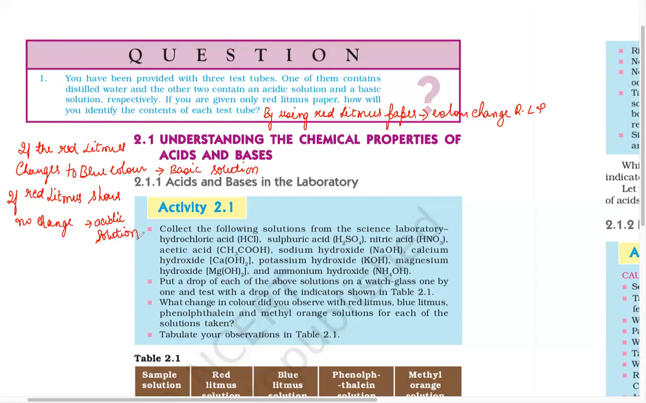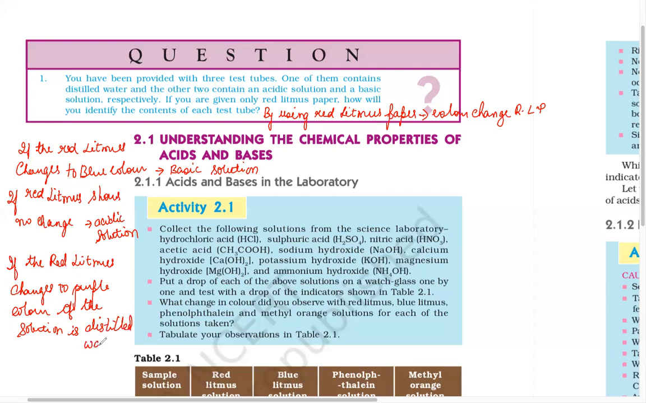And the next part: if the red litmus paper changes to purple color, the solution is distilled water.